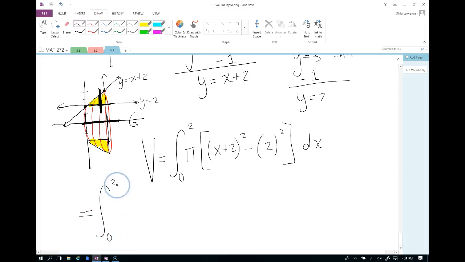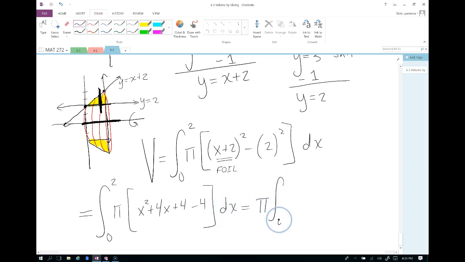Sometimes the setup is the hardest part. Now we just need to clean it up a little bit. This, be very careful, this has to be FOILed because it's got 2 terms in it. It's a binomial. So that's x squared plus 4x plus 4. And then 2 squared is 4, so we're subtracting 4. And I'm just going to clean it up a little bit more. I'm going to pull the pi out. We'll just worry about that one at the end. And that plus 4 minus 4 ends up canceling. So it's just x squared plus 4x that we're going to integrate with respect to x.